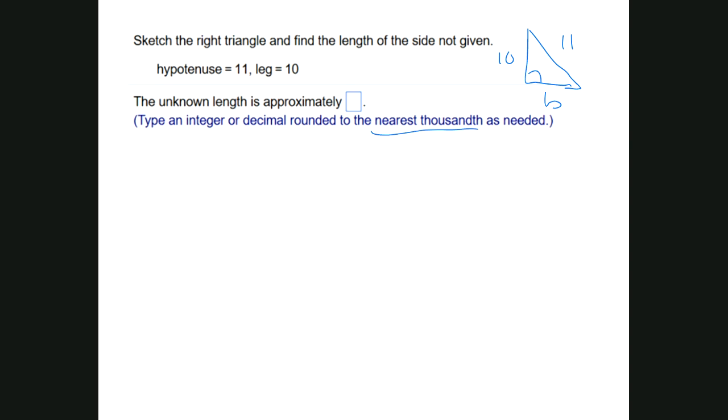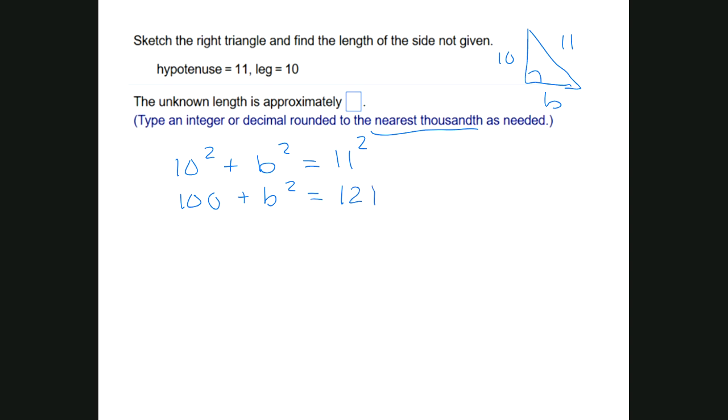All right, let's set up our equation. We have a leg that's 10, another leg that is unknown, equal to our longest side squared. All right, 10 squared is 100. 11 squared is 121.